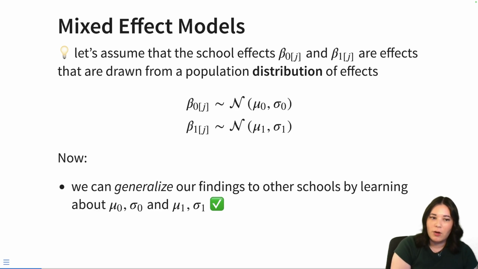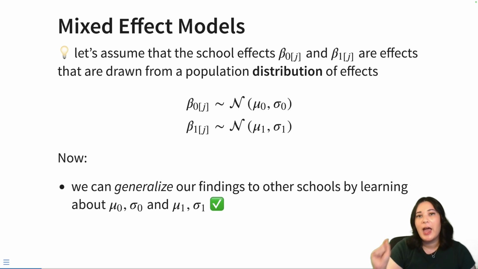However, now we can also generalize our finding to other schools by, instead of just learning individual coefficients, learning these population means and standard deviations. Essentially what we're saying is, okay, we don't necessarily care about every single individual school, but we do care about the population distribution of baseline scores and coefficients. So we've solved that problem.